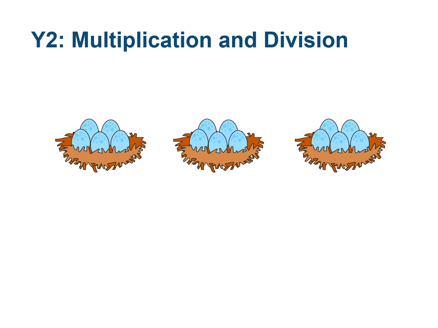In Year 2, pupils should be taught to relate equal group contexts like this one to multiplication and division. Pupils can already write repeated addition expressions, for example 5 plus 5 plus 5 to represent this context. In Year 2, they must be taught to write multiplication expressions to represent the same context and relate the terms to the context. So in 3 times 5, 3 represents the number of groups, and 5 represents the number of eggs in each group.